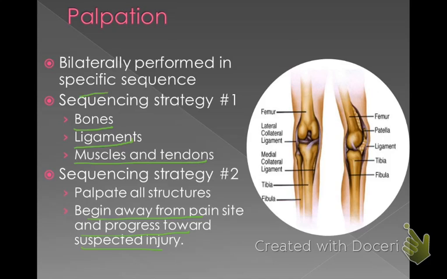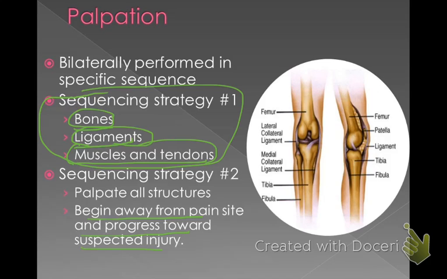One thing that I like about sequencing strategy number one is this. It is very systematic. You palpate all bones first. Once you're done with all of the bones in that anatomical region, you go to all of the ligaments. Once you've assessed all of the ligaments in that anatomical region, you go to muscles and tendon. What this does is it allows you to be thorough without missing any anatomical structures.